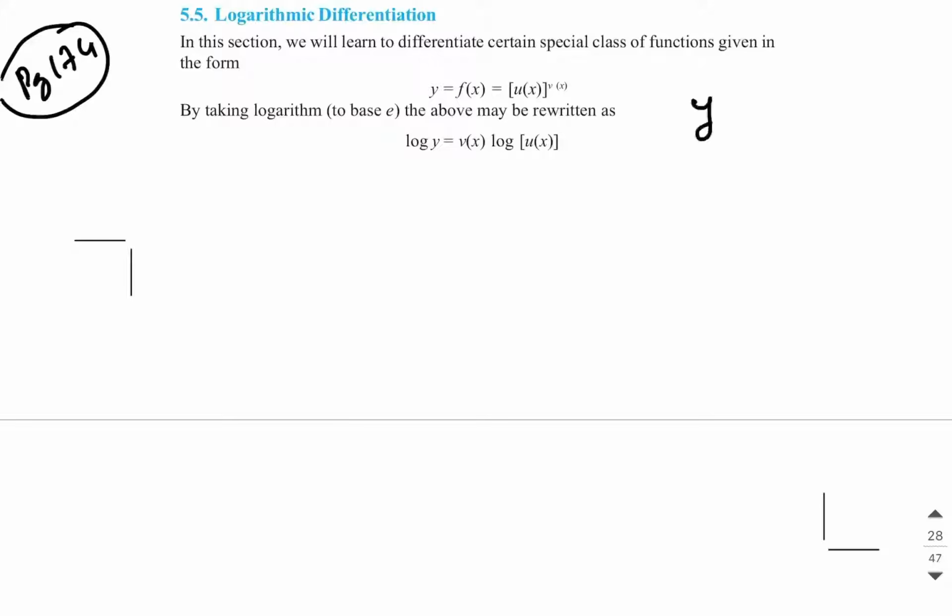Suppose I give you a function like this, y is equal to 2 power x, and I ask you the derivative of this. dy by dx will be equal to 2 power x log 2, because we know the derivative of a power x is going to be a power x log a, right?